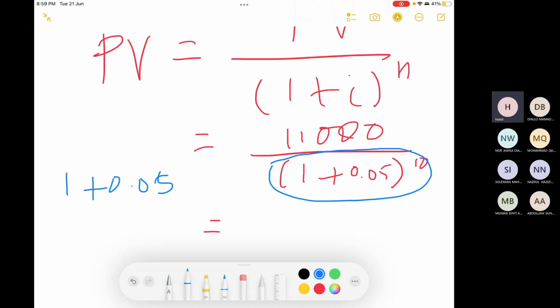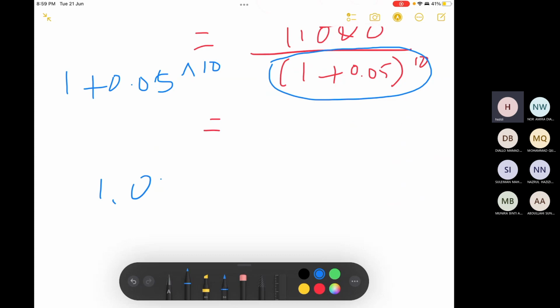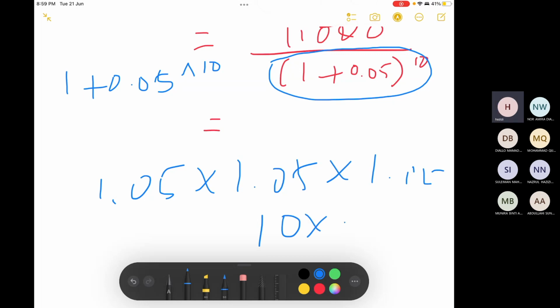I'm not sure because you're using your phone, but if you use a calculator, you can have the power function here. A normal calculator can also do it. So the power of 10 here means that you're going to multiply 1.05 by 1.05, 10 times, Amira. If you use the calculator, you can use the power sign. Yeah, the power sign, how much do you get?